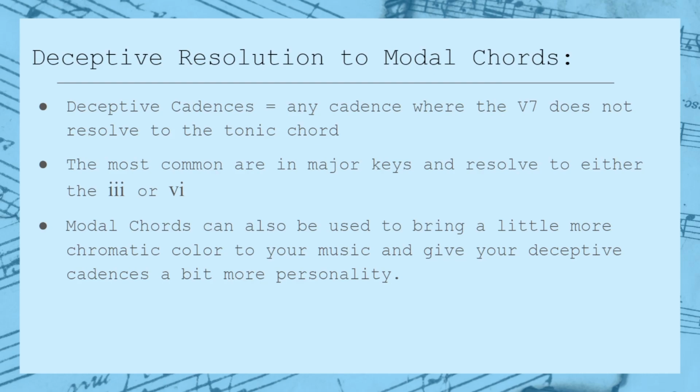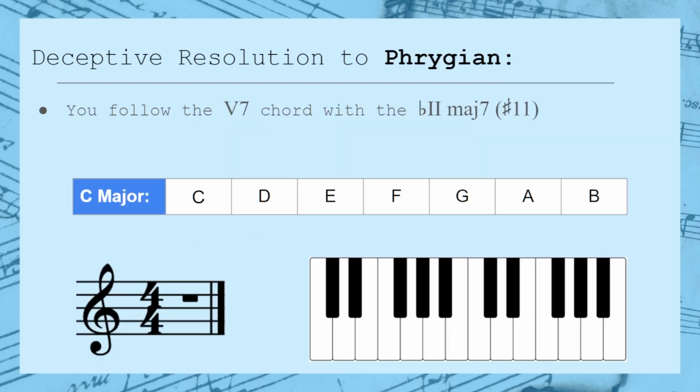You see, modal chords can be used to bring a little more chromatic color to the music and give your deceptive cadences a bit more personality. The first option is from the parallel Phrygian mode. In this cadence, you will follow the 5 dominant 7 chord with a flat 2 major 7 sharp 11. Now that may seem like an intimidating chord, but it's really not.